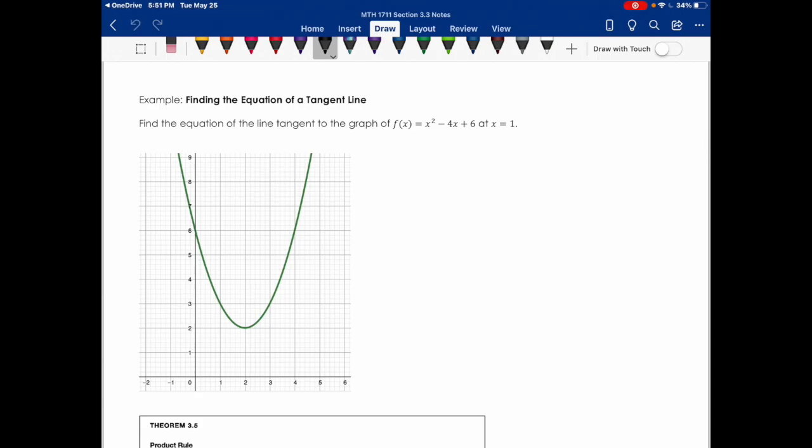Okay, so now we're going to practice finding the equation of a tangent line like we did in the previous section. However, now we're going to use the shortcut, so it's going to make it a lot easier.